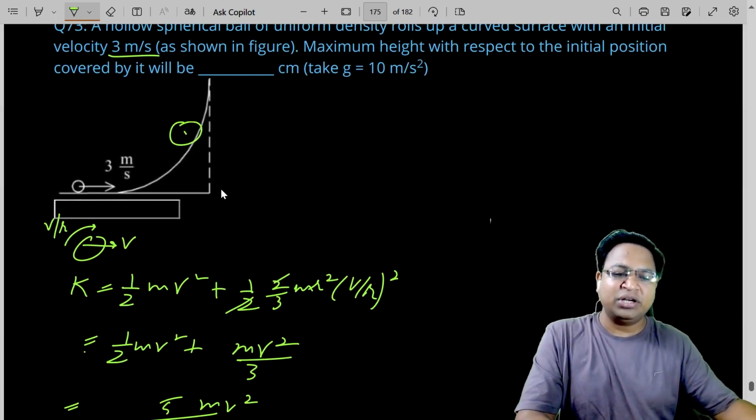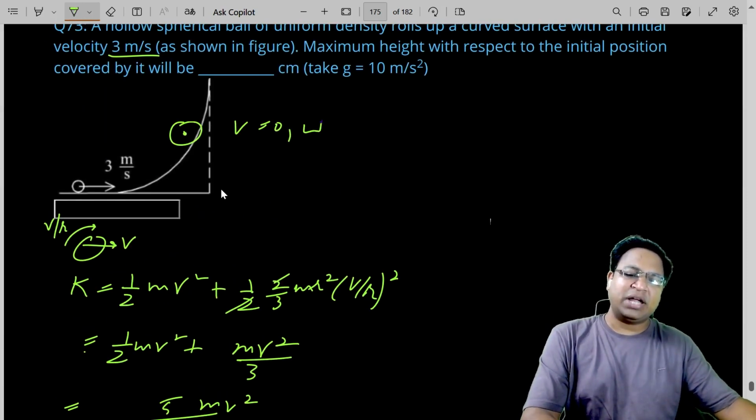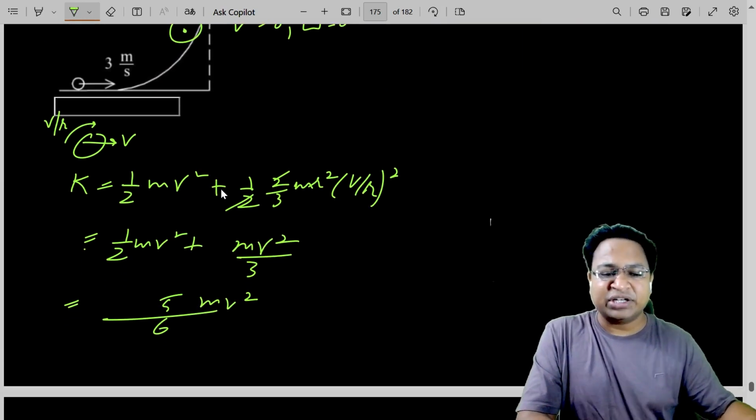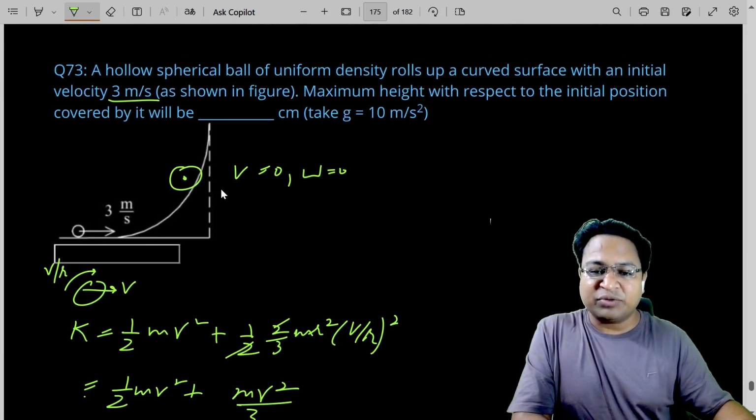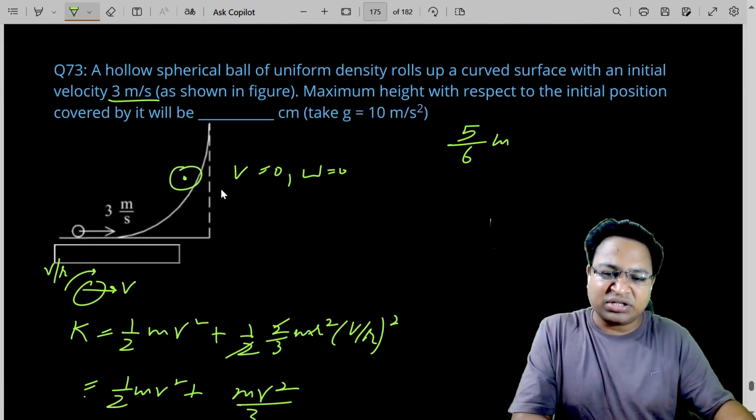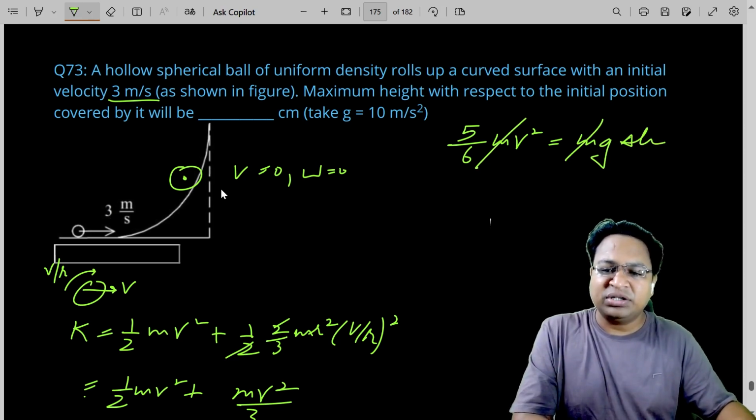So this becomes 5 by 6 mv square. Now at the highest point, the velocity will become 0. The angular velocity will also become 0. So all the kinetic energy will be converted into the gravitational potential energy. So we will write 5 by 6 mv square is equals to mg into the change in height. So from here, this m gets cancelled.